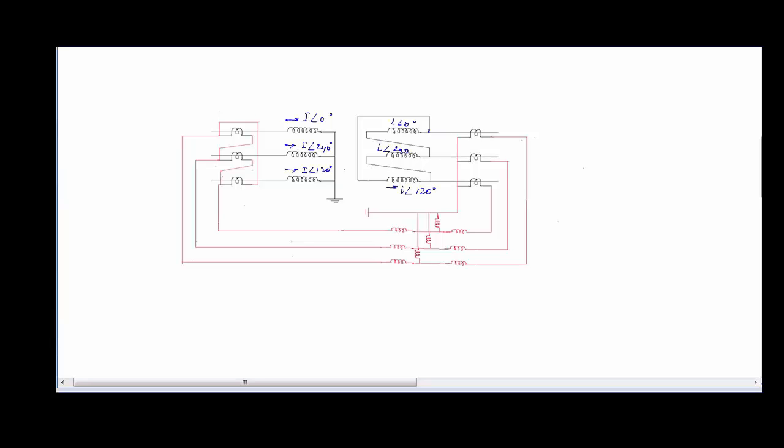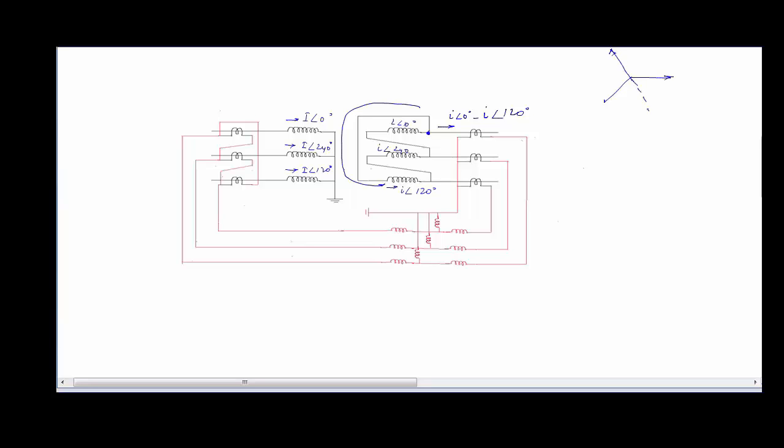So for this particular line, we can see that the current that is coming is I at an angle of 0 degrees minus I at an angle of this current. So this value is 120 degrees. So it is I at an angle of 0. This is 240 and this is 120 degrees.